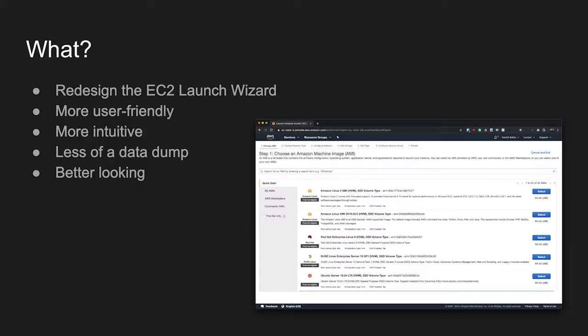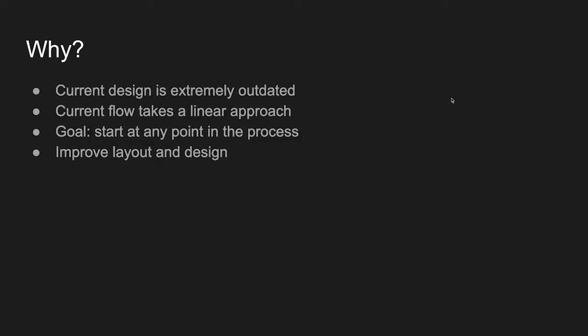So firstly, what exactly did we need to do? We were tasked with redesigning the Amazon EC2 Launch Wizard. In its current state, it's not very user-friendly or intuitive to use. It follows a very linear process, and we felt that we could make it a lot more user-friendly and a lot more intuitive, get rid of some unnecessary information on the screen to declutter the display a bit, and just improve the design a bit more by using more popular design libraries.